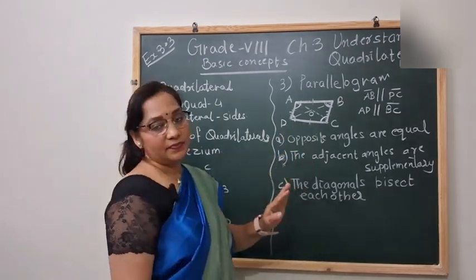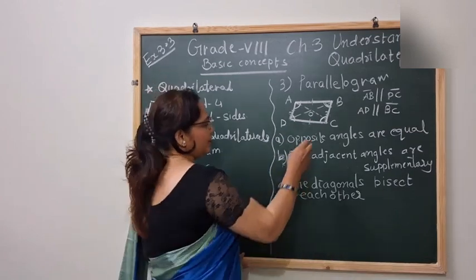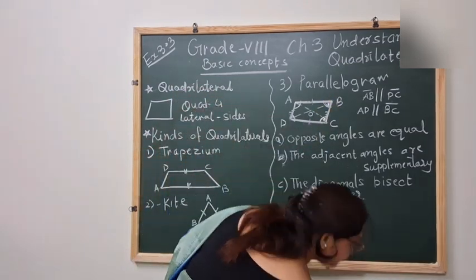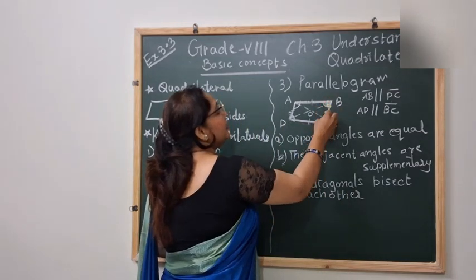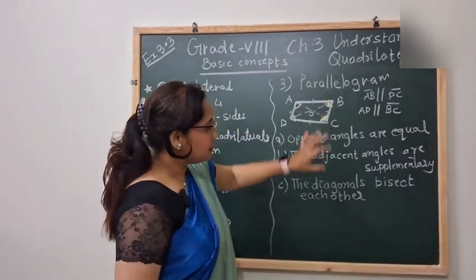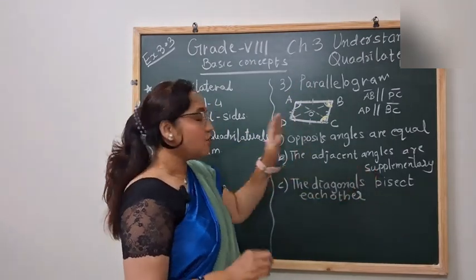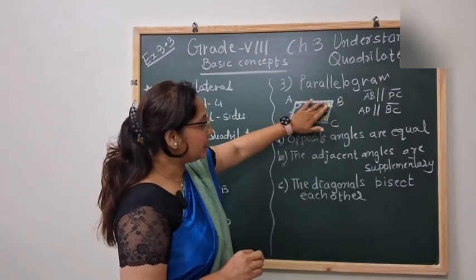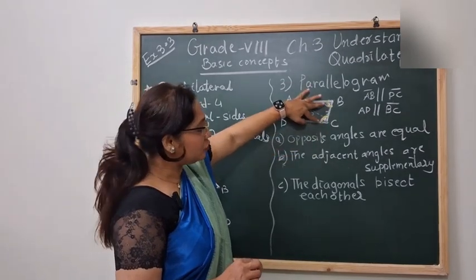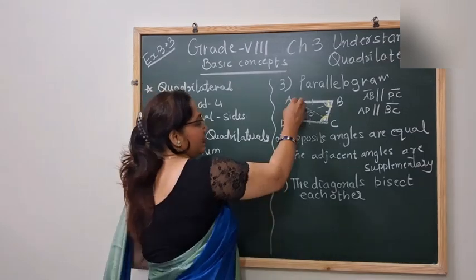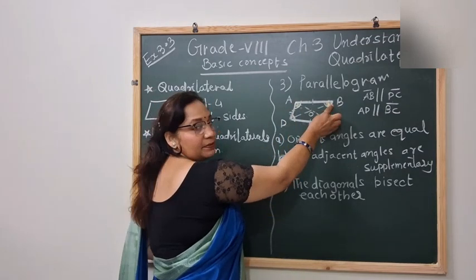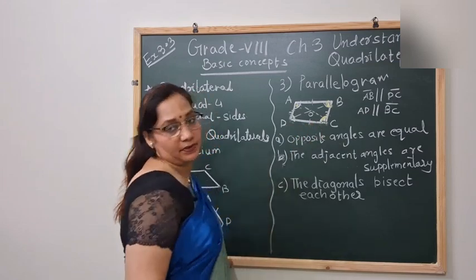Now the adjacent angles are supplementary. What do you understand by adjacent angle? Now if I see angle B and angle C, these 2 are adjacent angles. That means the sum of these 2 angles is 180. They are supplementary. So how can you use this? Suppose you are given B as 60 degrees. So you can easily find C by subtracting from 180, because the sum of these 2 angles is always 180. In the same way, A and B are supplementary angles. In the same way, these 2 are also supplementary.